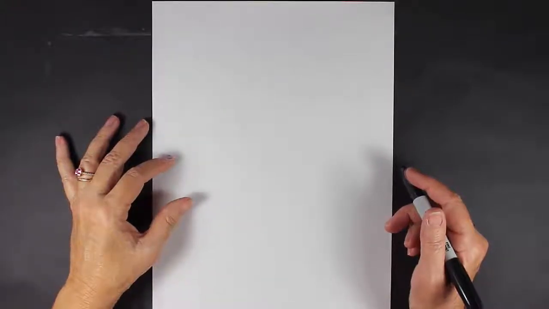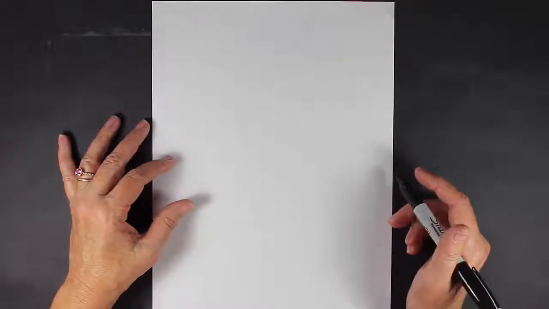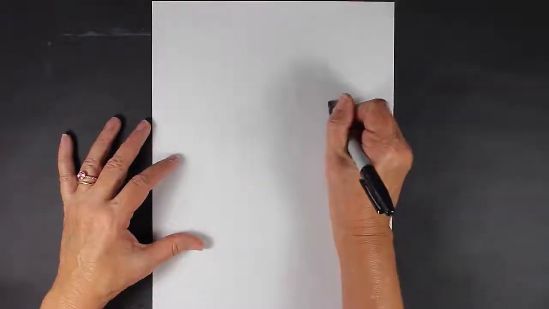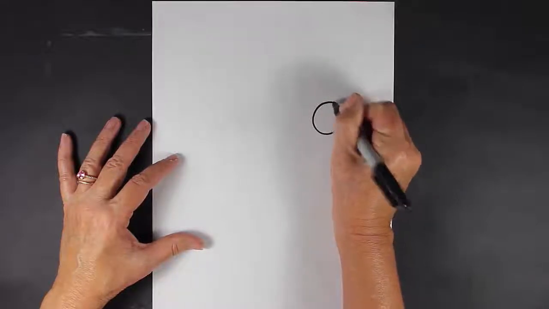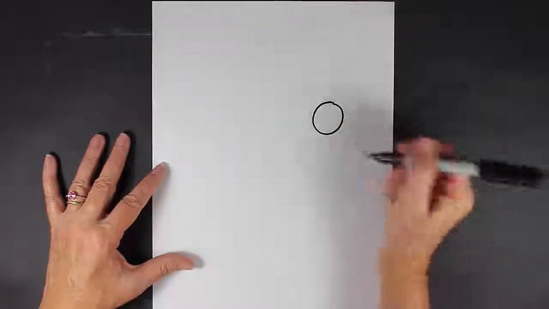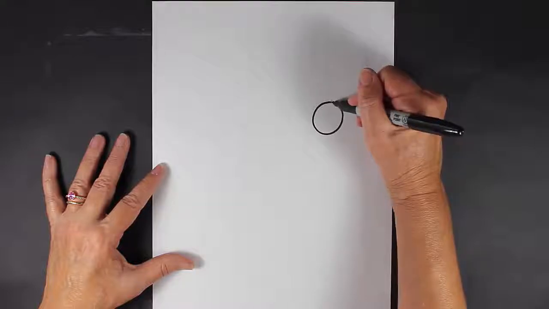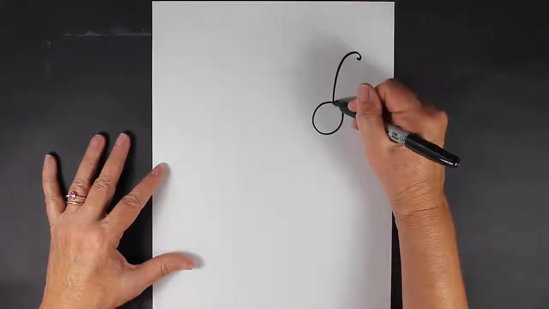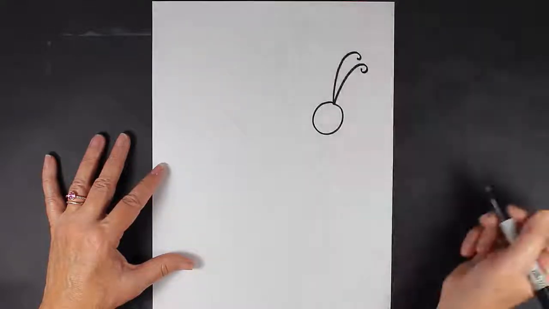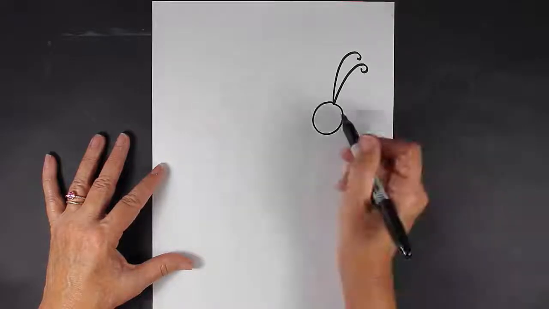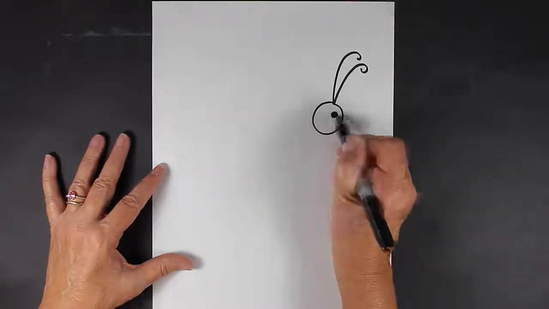Today we will be creating a butterfly, so let's get started. The first thing that you'll want to do is make the butterfly's head. So it's just going to be a circle. Coming out from the circle, let's make a couple of antennae. I like to make mine with a little swirl at the end. Now let's make a nice round eye.